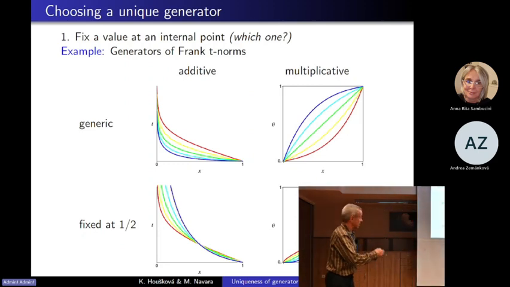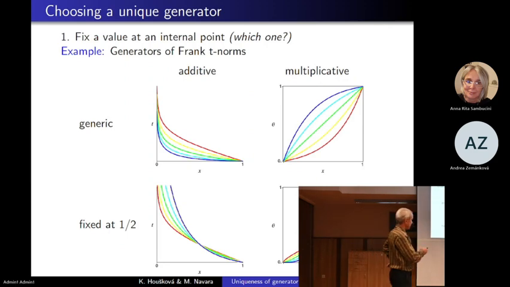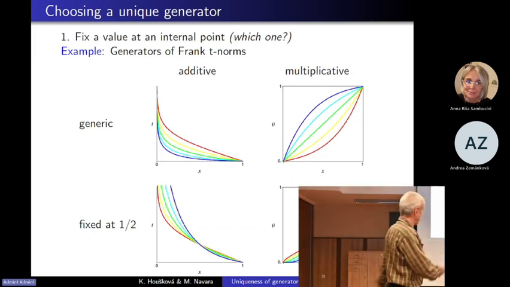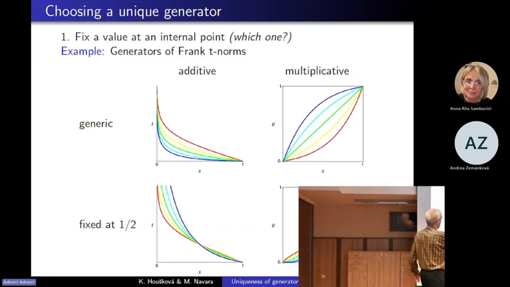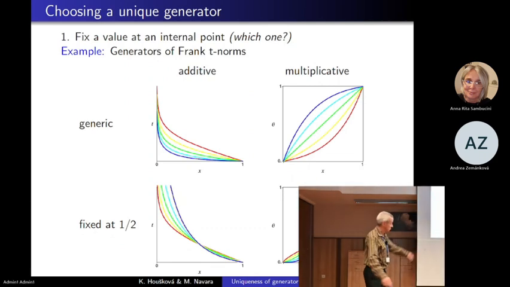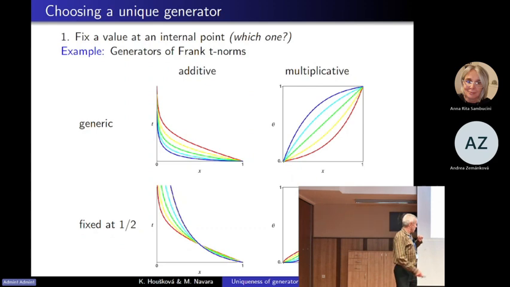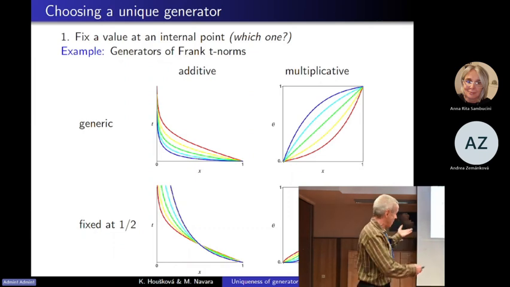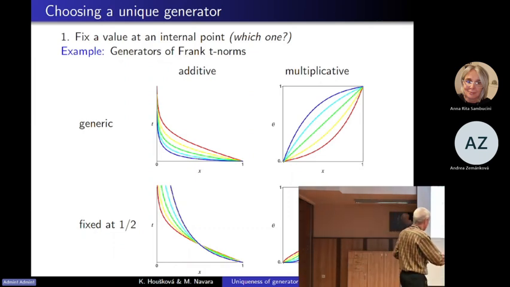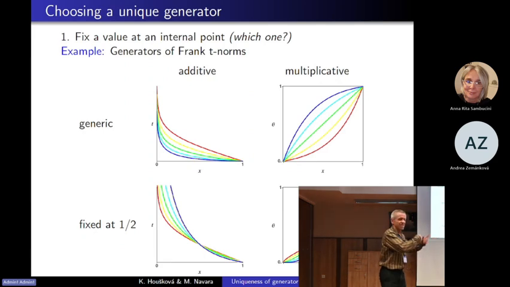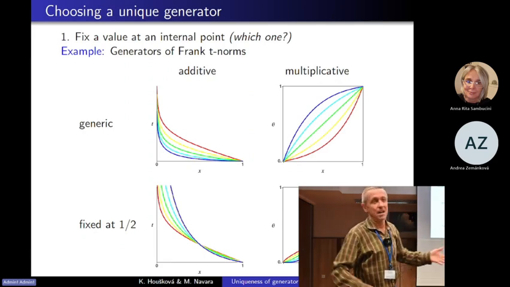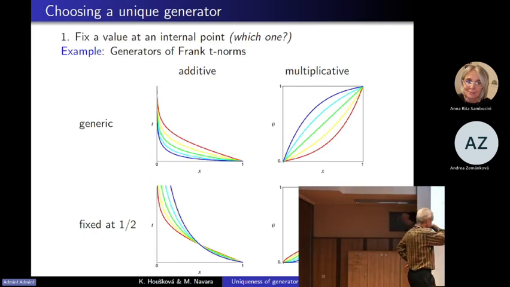So let's look at Frank t-norms. The generic formula, what you find in the books, if you draw it, you get these additive generators and these multiplicative generators. In order to have them unique, let's fix their value at one point. Any point, say 1/2, but you can say anything else. You can fix it to have exactly the same value. And now you see the order of the generators reverted. Well, big trouble, but a bit surprising.